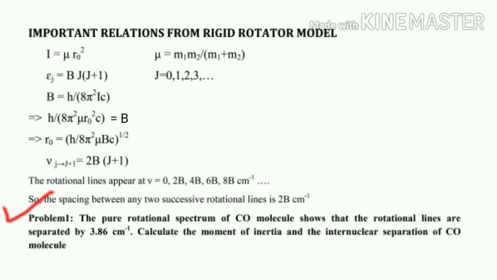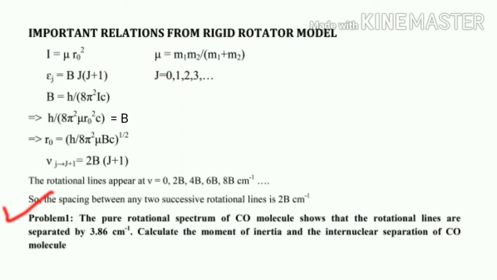You do it yourself. So here in this question, the separation between the rotational lines is given by 3.86 centimeter inverse. That means 2B is equal to 3.86 centimeter inverse. So convert this centimeter inverse into meter inverse and find out the value of B. Now substitute the value of B in this equation to get the value of the moment of inertia I. Then you determine the reduced mass of the molecule using the relation mu is equal to m1 m2 by m1 plus m2, then convert this into kilogram.